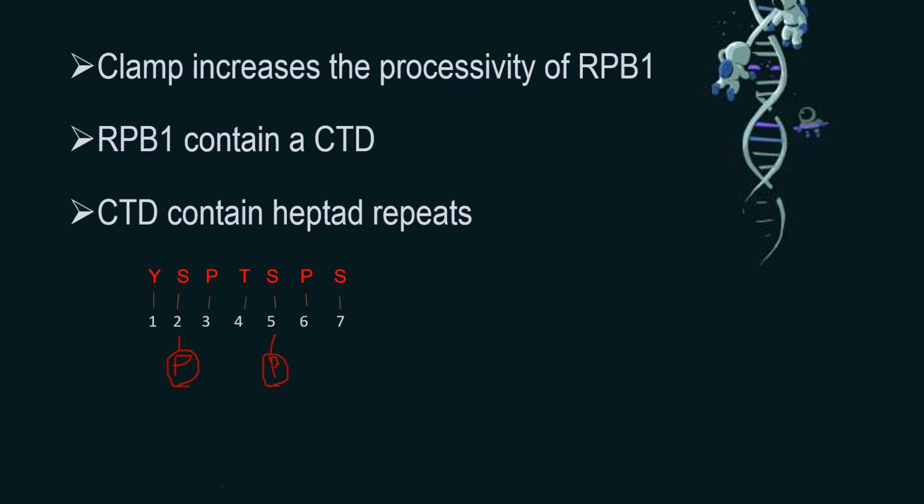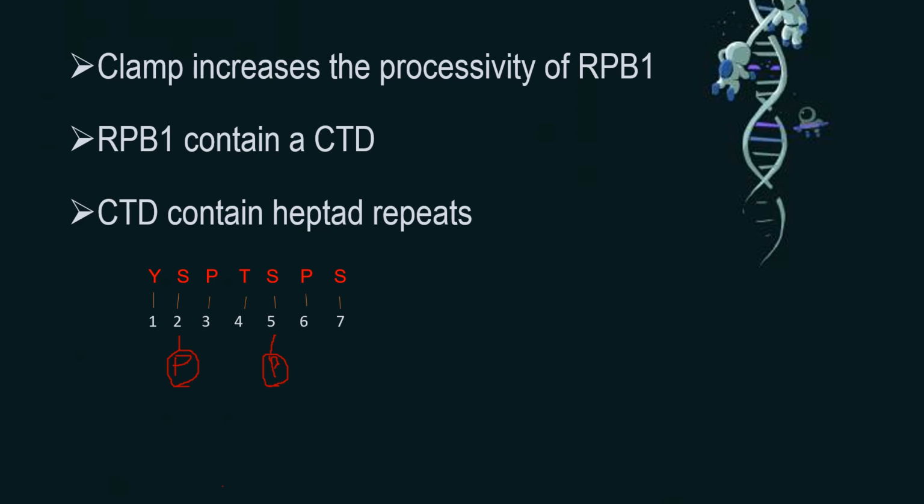RPB1 contains a large carboxyl terminal domain that is involved in different stages of transcription. This carboxyl terminal domain contains a heptad repeat with a repeating number varying from 20 to more than 50. These heptad repeats are tyrosine, serine, proline, threonine, serine, proline, serine in this order. Among them, the second and the fifth serine undergo phosphorylation. These are the minimum repeats that are required for viability.